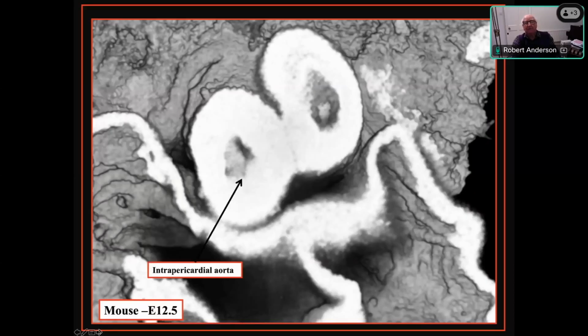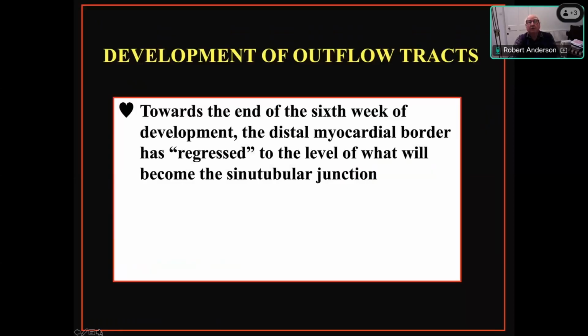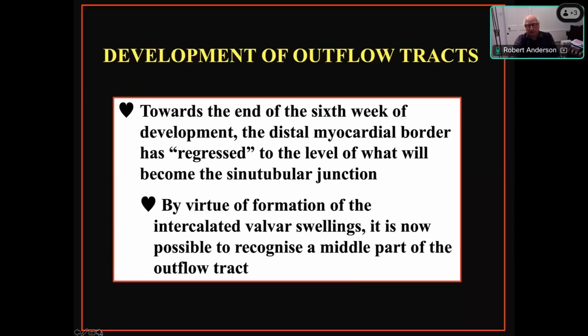In the mouse heart, there is the intrapericardial aorta, the intrapericardial pulmonary trunk. They have now separated one from the other. So what started off as an aortopulmonary septum is no longer a septum, because the intrapericardial trunks have developed their own walls. So, towards the end of the 6th week of development, that distal myocardial border is at the level of what eventually will become the sinutubular junction.